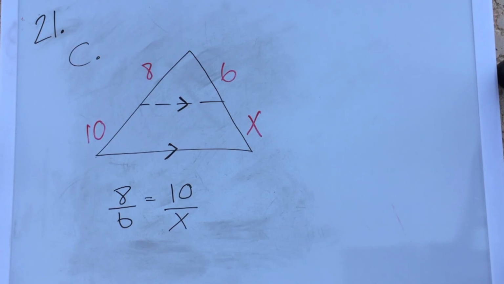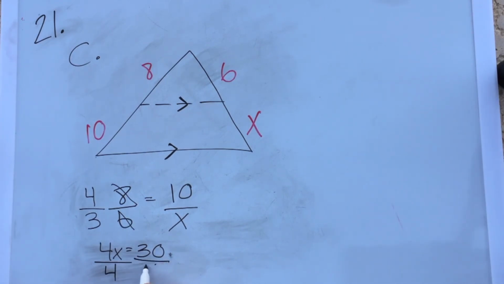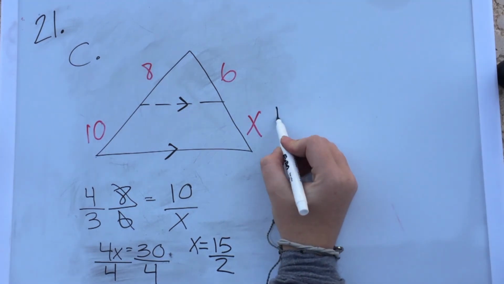To make this problem simpler, we're going to simplify this fraction. So 2 goes into both of these numbers. 2 goes into 8 4 times, and 2 goes into 6 3 times. So the new fraction is 4 over 3. So we're going to cross multiply this fraction with this one now. This would be 4x equals 30. Then to get x by itself, we're going to divide by 4 on both sides. And this would be x equals 15 over 2. So the missing side would be 15 over 2.